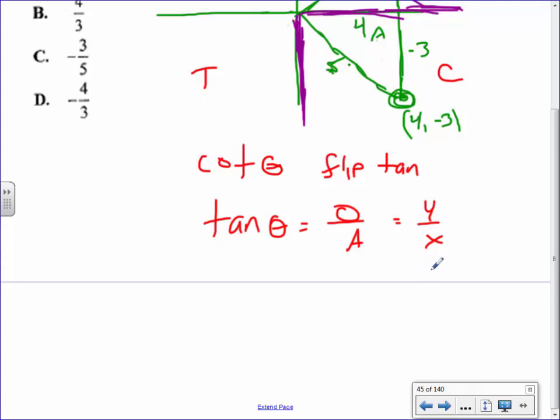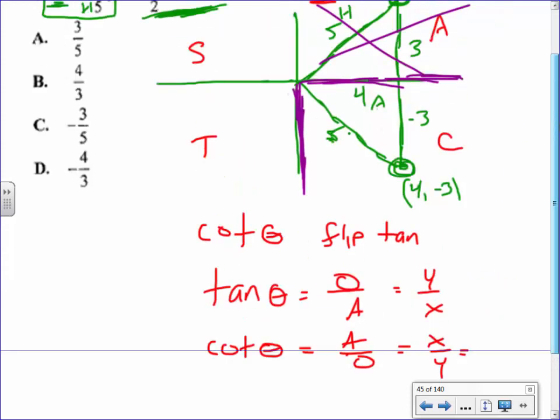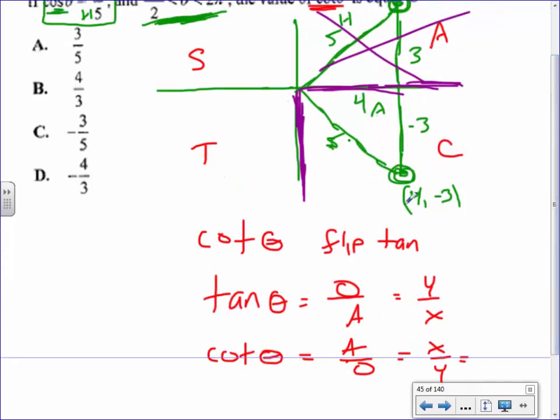But we weren't asked for tan, we were asked for cotan for whatever reason. So cotan just means to flip it upside down, make it a over o. Or in our example, let's make it our x over our y. So what's our x value? In this quadrant right here, our x value is 4. Our y value was -3. That would be this one here. See how that kind of comes together now?